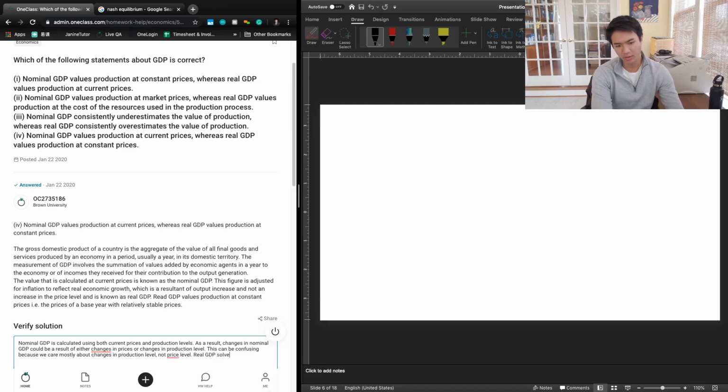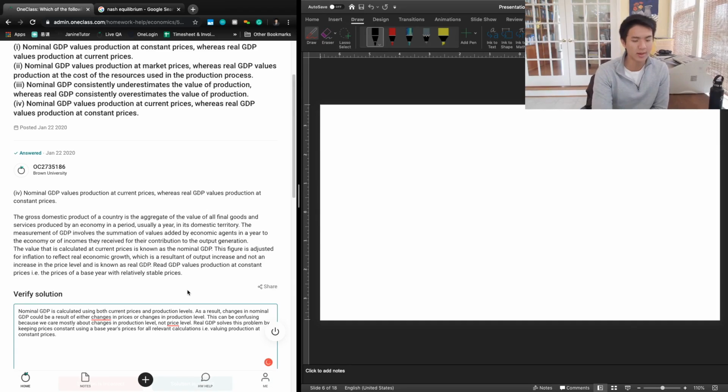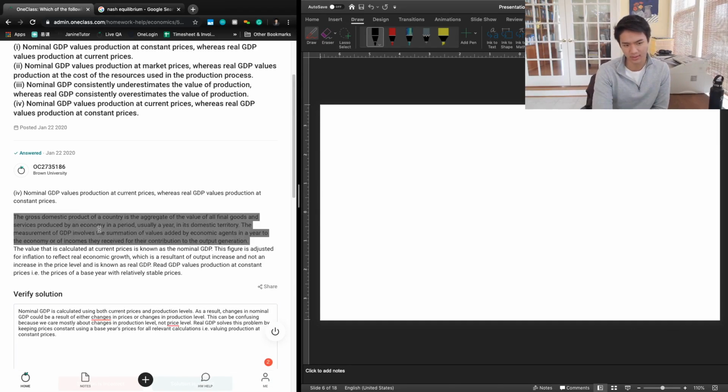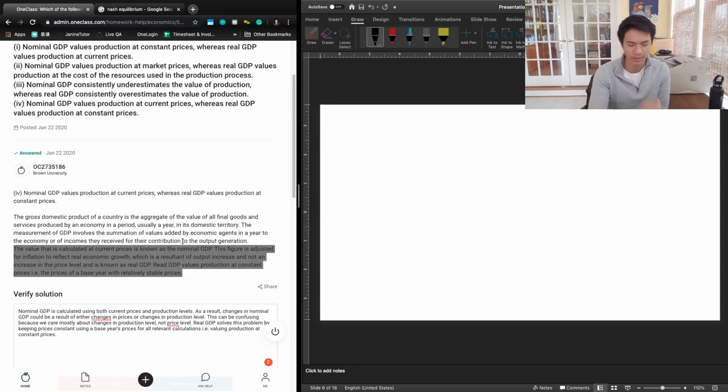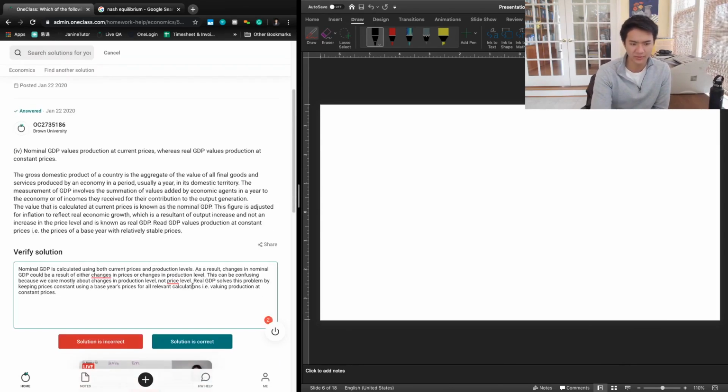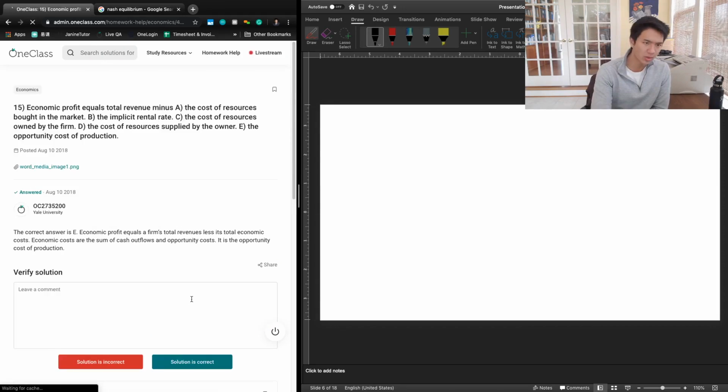Real GDP solves this problem by keeping prices constant, using a base year's prices for all relevant calculations, i.e. valuing production at constant prices. So this is going to be a little bit better of an answer, just clarifying the answer given here. I think some of it was good, and other parts I think were a little bit confusing. So hopefully this makes a little bit more sense.